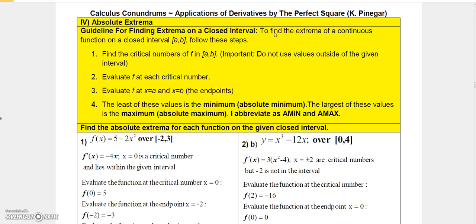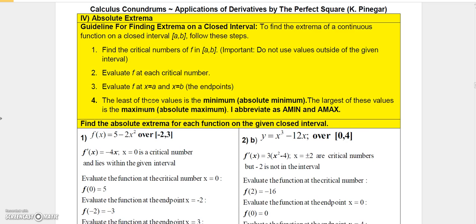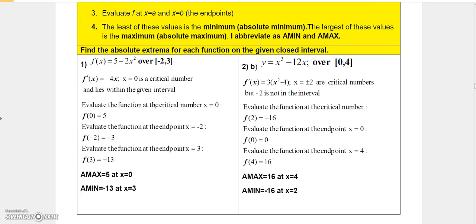So basically, to find the extrema of a continuous function on a closed interval from a to b, follow these steps. Find the critical numbers in the interval, evaluate the function at each critical number, and then also evaluate the function at each of the endpoints. And the least of these is the absolute minimum, and the largest of these is the absolute maximum. And I abbreviate them as A min and A max.